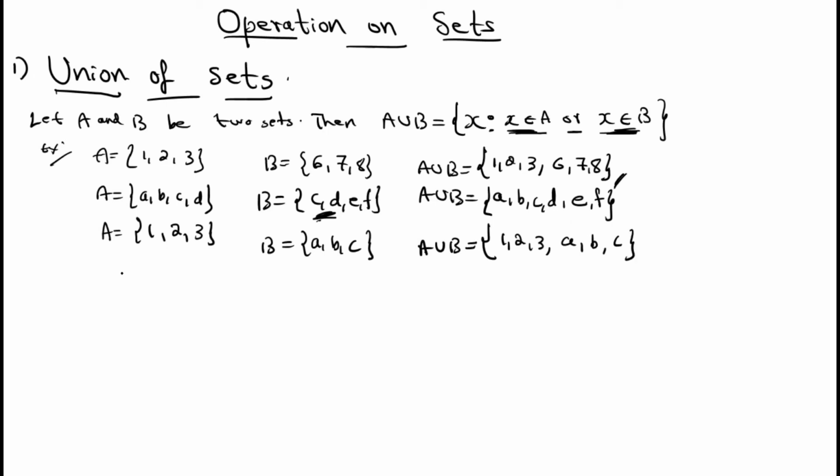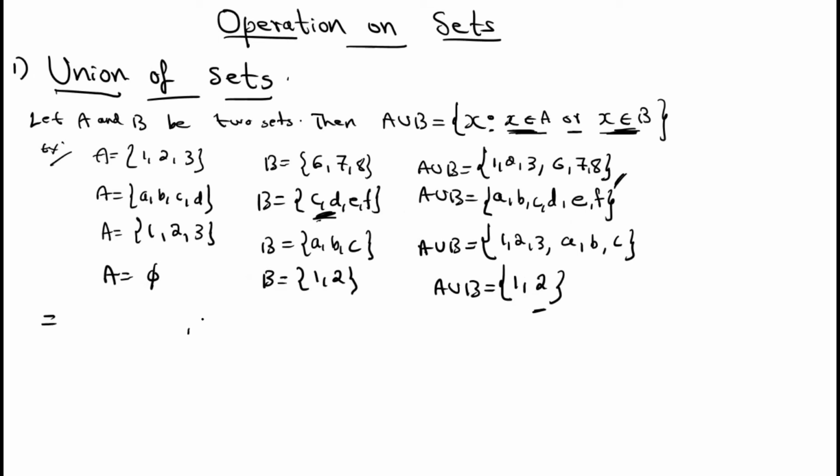Suppose A is equal to the empty set and B is equal to {1, 2}. Okay, what is A union B? A union B is equal to, see, you need to write elements of A. There are no elements in A. And you need to write elements of B. Elements of B are 1, 2 only. So A union B is equal to {1, 2}.